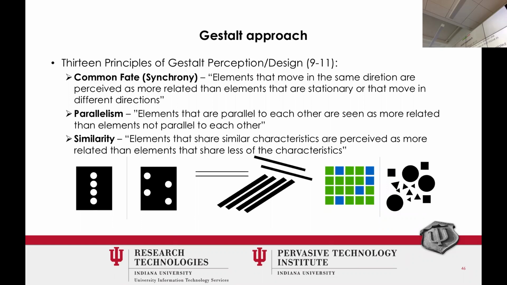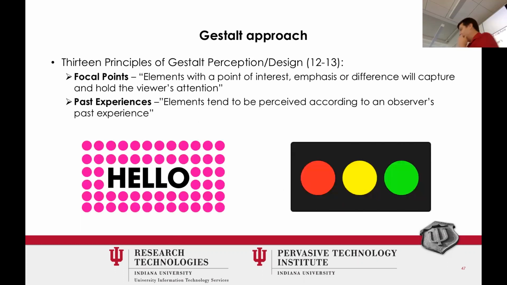If things are parallel, we kind of see them as belonging together. And then again, if things are similar, right? So these are all squares, so they belong together, but also there's different colors that kind of belong together. And in this case, different shapes that belong together. And we can pull those things out, which I'll show in a moment.